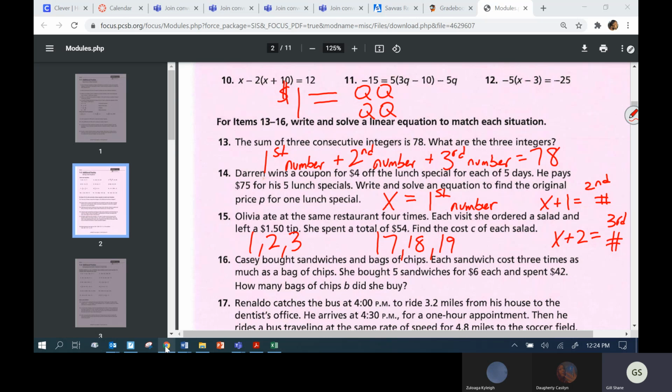All right. Is that number 10? No, number 13. If you're talking about what I'm doing.